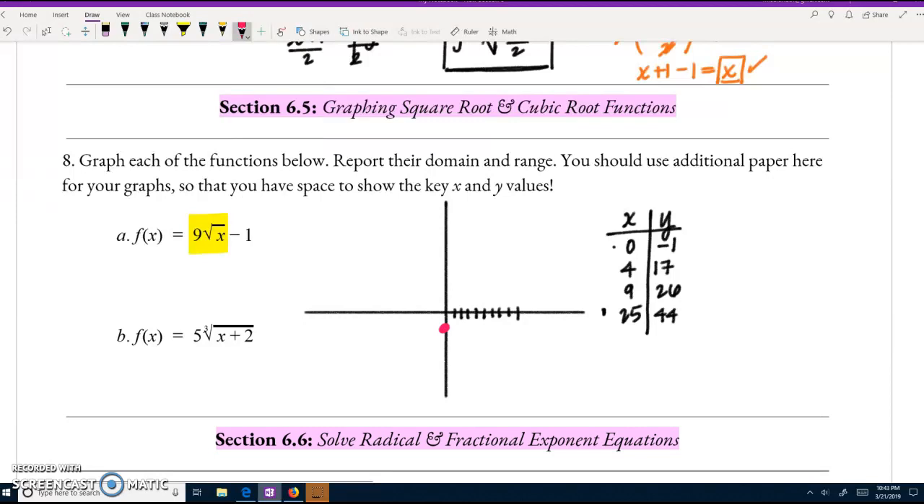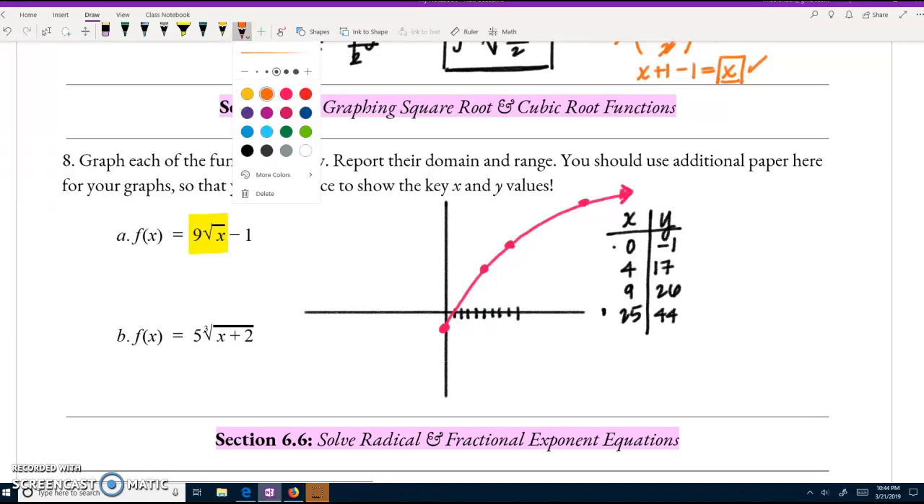Over 4, let's make 17. That's not quite even. Let's go ahead and give that a little bit higher along our y-axis. And then 9 and 26 is going to be right about here. And then that 25 and 44 is going to be more over here. So just getting the general trend of the graph down. It'd look better on graph paper, but we can just definitely see the shape here.